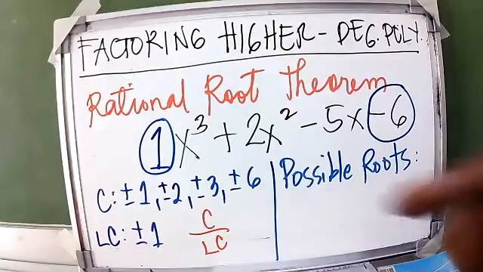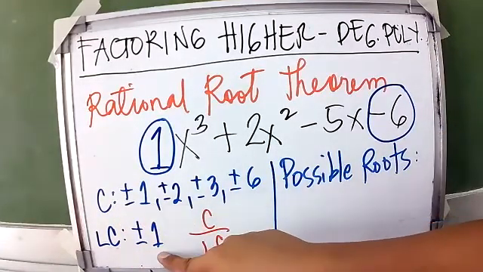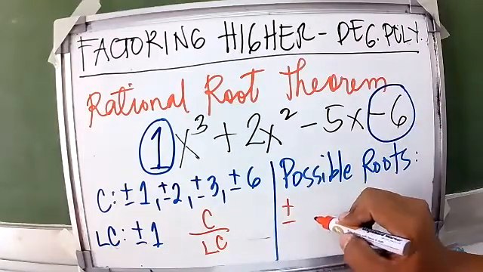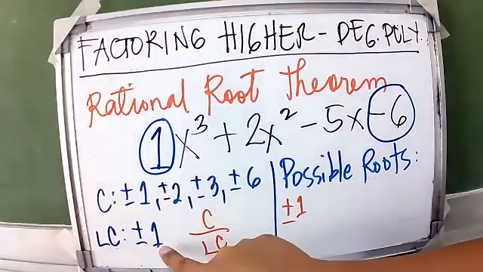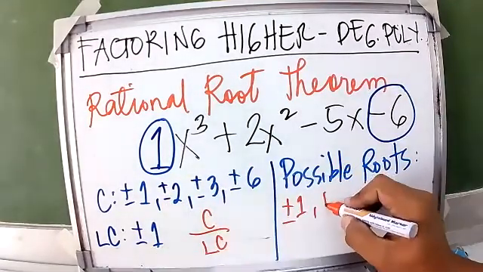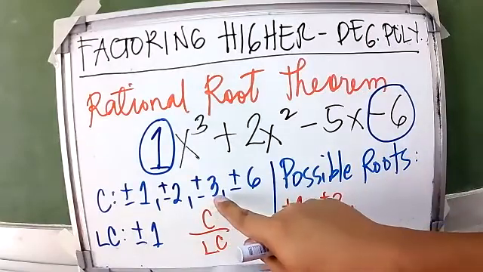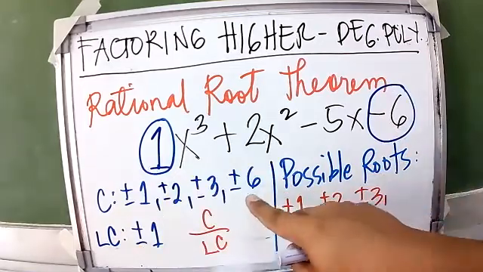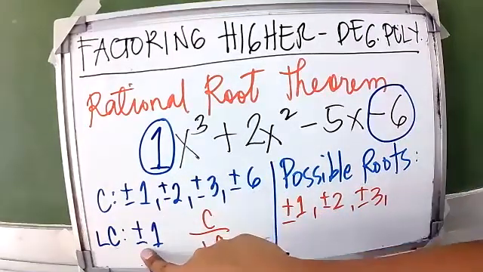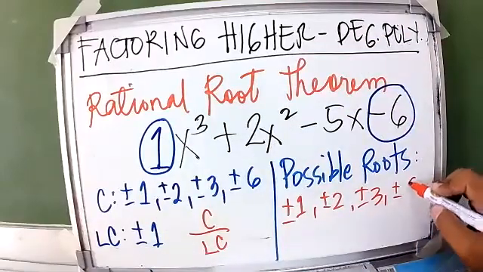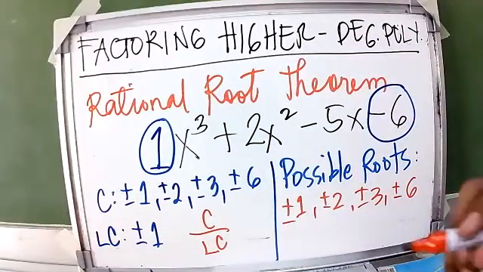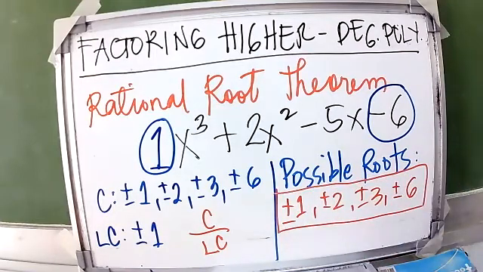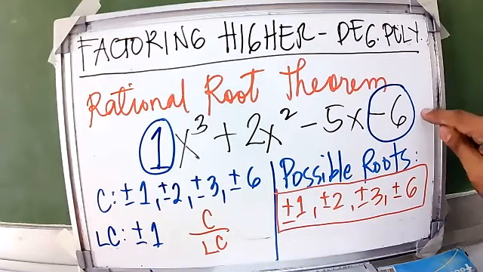So therefore, positive negative 1 divided by positive negative 1 is positive negative 1. Positive negative 2 divided by positive negative 1, that's still positive negative 2. Positive negative 3 divided by positive negative 1, that's still positive negative 3. And then positive negative 6 divided by positive negative 1, that is still positive negative 6. Okay? Which means, dito manggagaling yung mga possible na roots or possible na magiging factors ng inyong given.